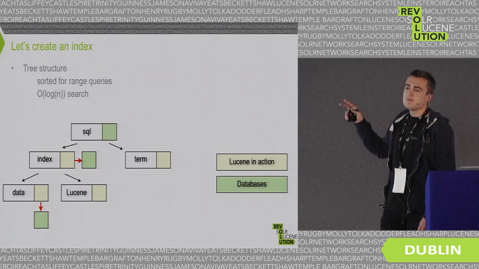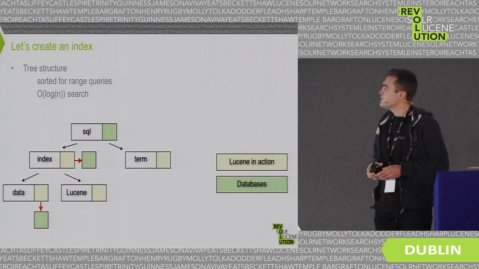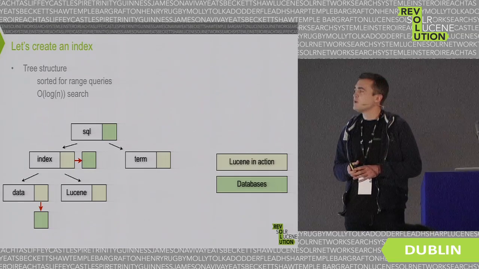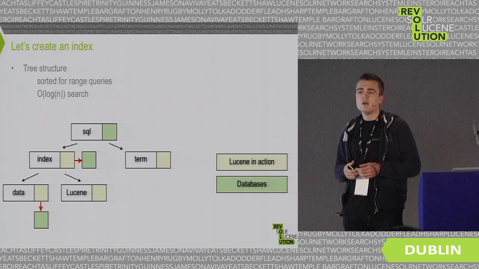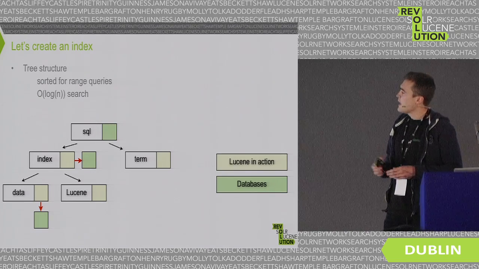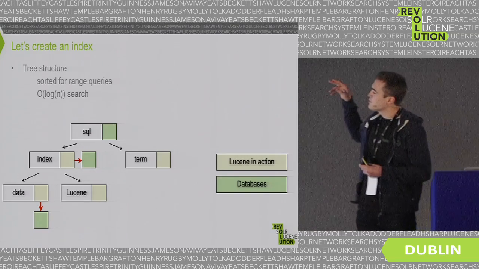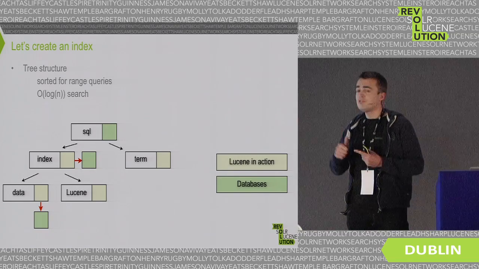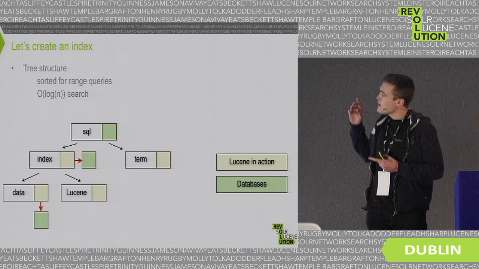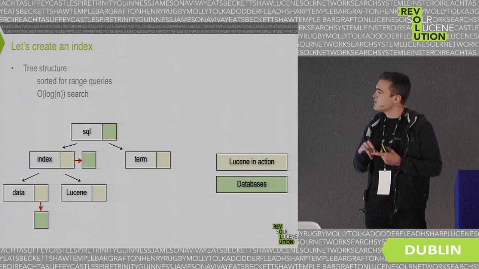This is why most of the time index structures are using trees. If it is in memory, this can be a simple tree map, like in Java. And when it's on disk, it's usually a B-tree, like in common SQL databases, like MySQL, or MongoDB, which is using B-trees as well. And here is what it could look like. In this example, we are indexing the content of 2 books: Lucene in Action and a book about databases. And we have 5 keywords: data, Lucene, index, SQL, and term.